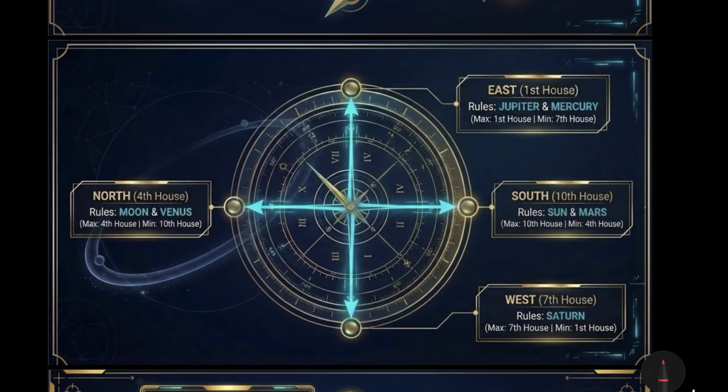In the east direction, Jupiter and Mercury get the maximum strength if they are at the house cusp of the first house, and they have the minimum strength in the seventh house. In the west, Saturn gains the maximum strength in the seventh house and minimum strength in the first house. In the north direction, Moon and Venus get the maximum strength and minimum in the 10th house. Similarly, Sun and Mars get maximum strength in the 10th house and minimum strength in the 4th house.